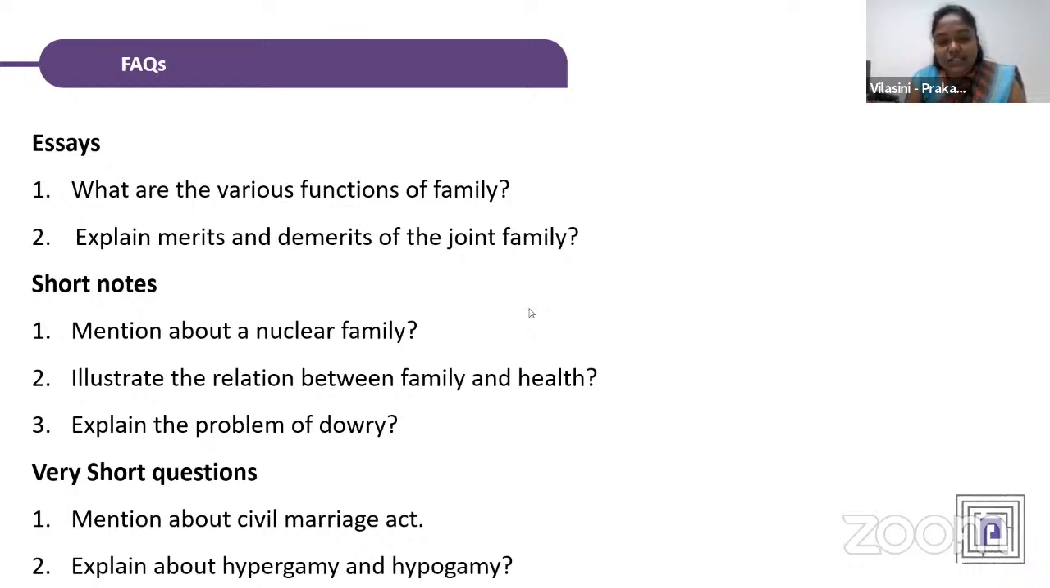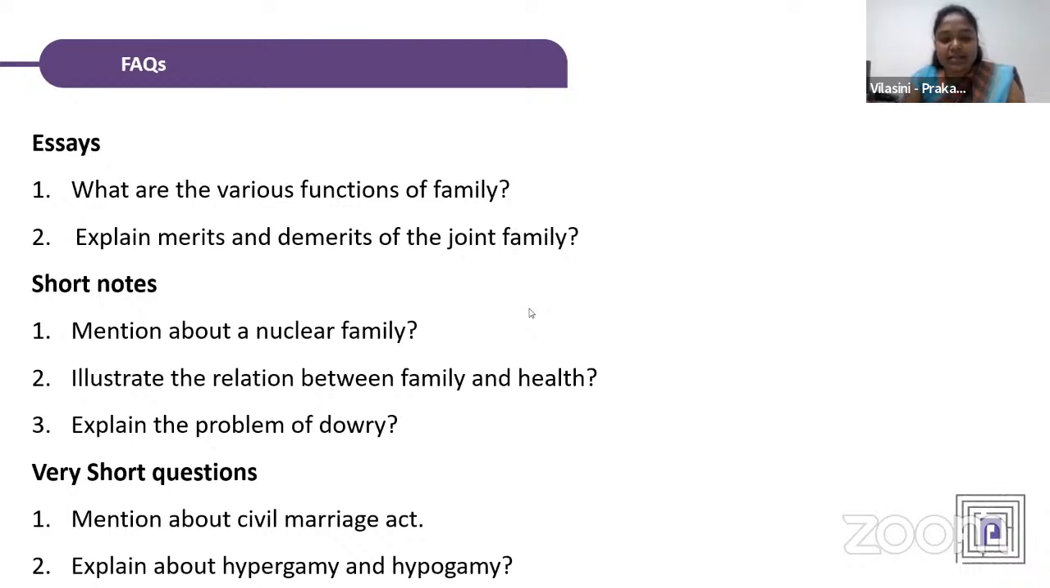The next is explain merits and demerits of joint family. So definitely joint family has merits and demerits. Merits, example I can give you: they will have a good division of work, and they will have good interpersonal relationships. They will have love and care towards each other. Then if you see the demerits of joint family, because of the larger number of people, there is a lack of privacy for the people.